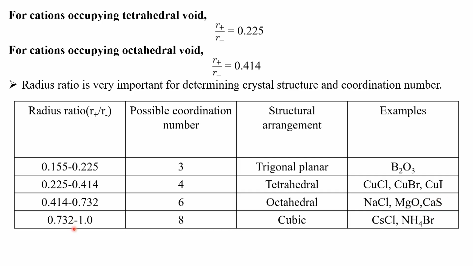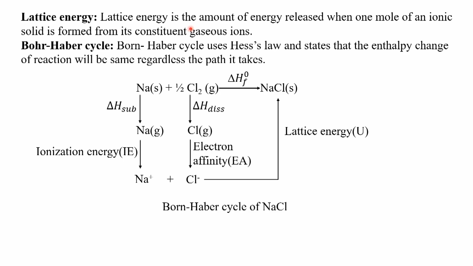And when the radius ratio falls in the range of 0.732 to 1, the possible coordination number is 8, so the structural arrangement will be cubic. Example: cesium chloride, ammonium bromide. Next, lattice energy. Lattice energy is the amount of energy released when 1 mole of an ionic solid is formed from its constituent gaseous ions.